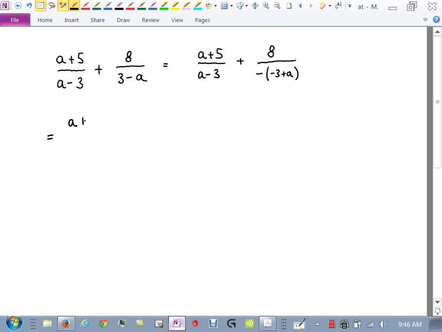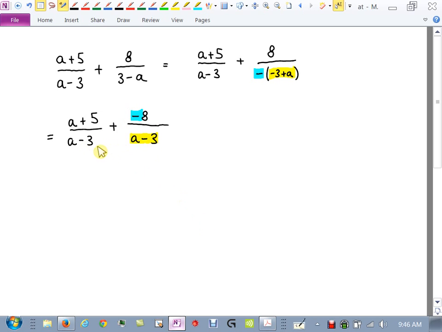A plus 5 over A minus 3, plus negative 8 over, now I'm just going to rewrite the bottom. All I'm doing is taking negative 3 plus A and reversing the order. Negative 3 plus A is the same as A minus 3, right? The negative that was out front, I moved it up. That negative went up and got attached to the 8 on top. Now, I did that because now the denominators match, don't they?